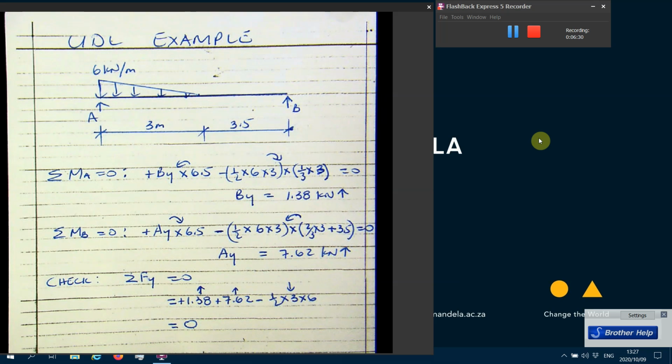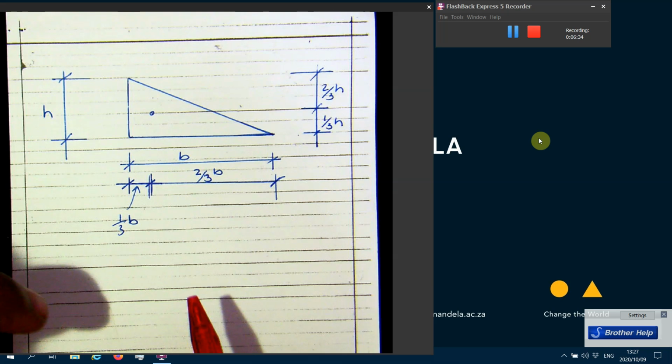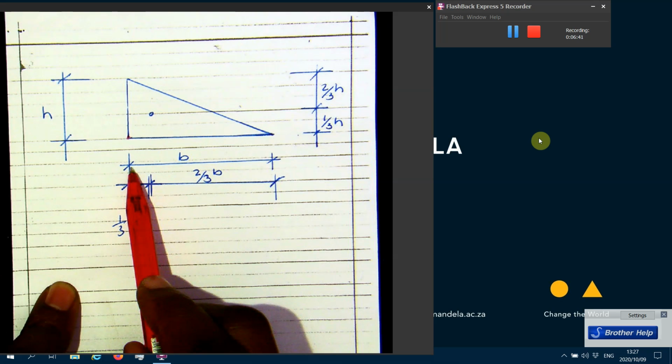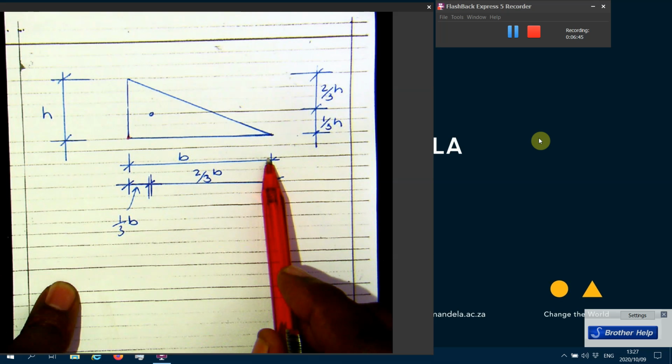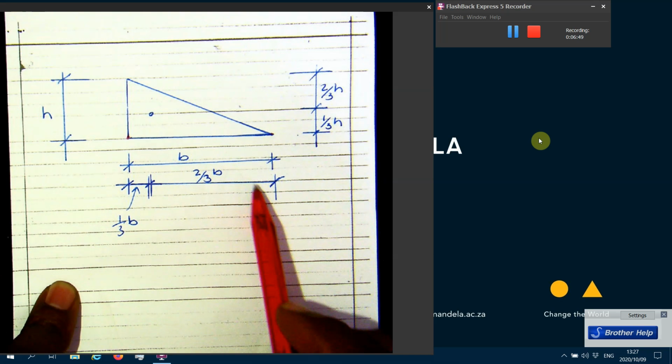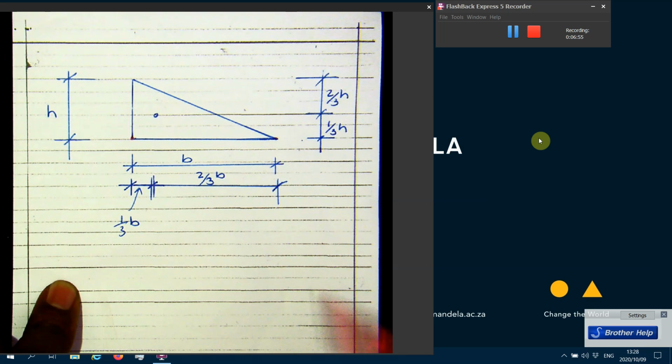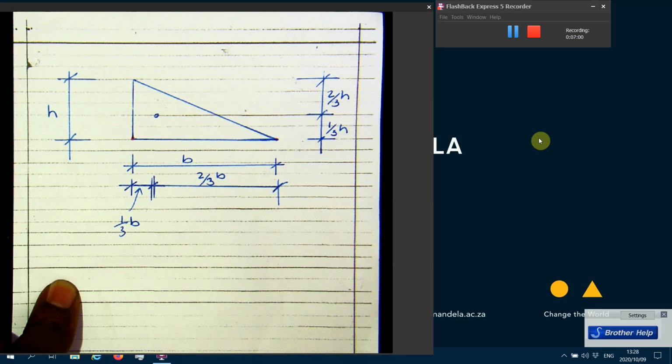To deal with that, remember this. Where is the center of a triangle? If you're coming from this side, the center of a triangle is 1/3 of that length. If you're coming from this end to the center, it's going to be 2/3 of this length. So we're going to apply the same concept on the uniformly distributed load that is triangular in shape. The ones that we were dealing with were rectangular in shape. That's why it was easy for us to say it's acting at the center of that load.